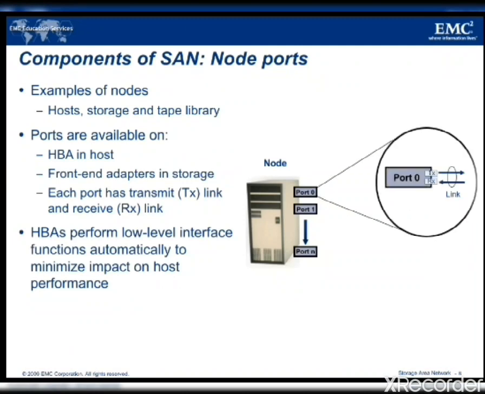Every port has two types of links. One is called the transmit link, and the second is called the receive link. The transmit link is indicated by TX and the receive link by RX. As the name suggests, the transmit link is for transmitting information and the receive link is for receiving information. Such an FC environment with a transmit link and a receive link is called a full duplex data transmission mode. So this was about nodes and ports.